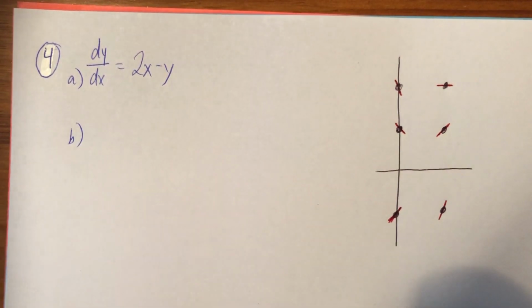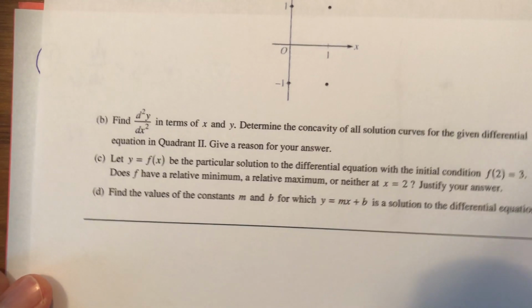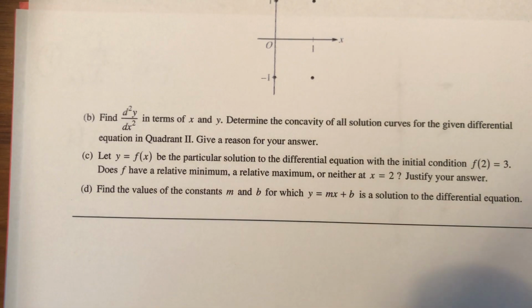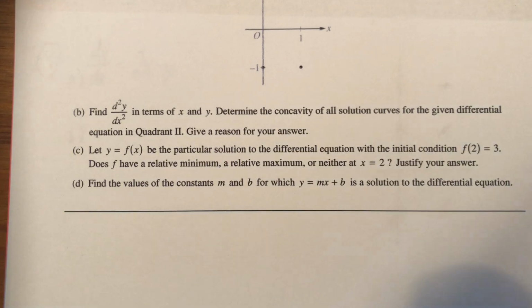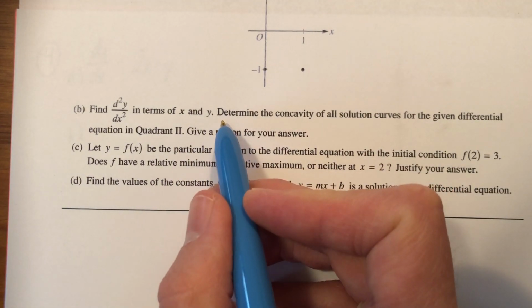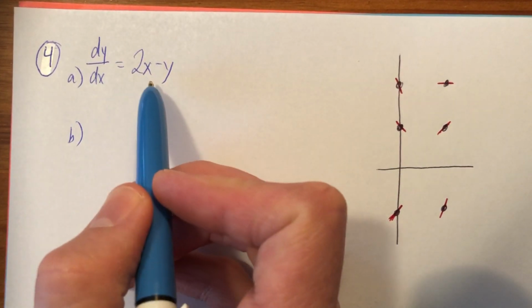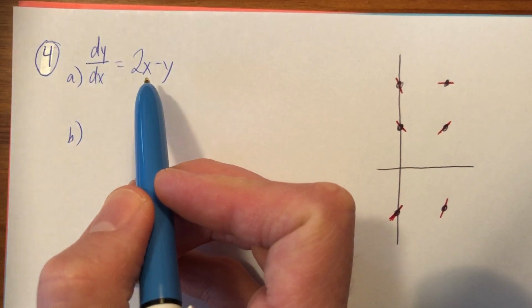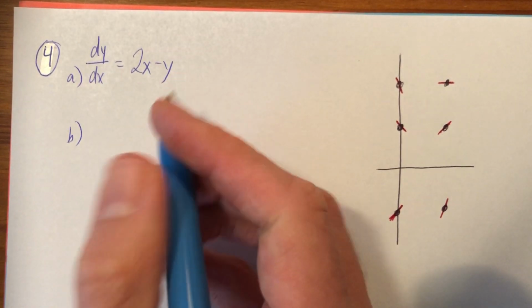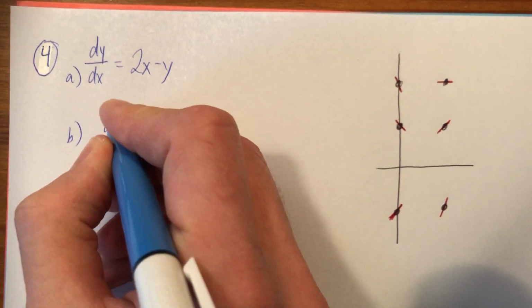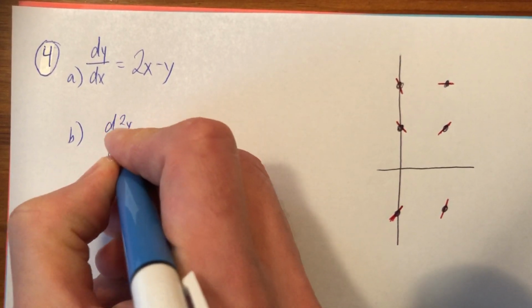So let's move on to part B. Part B said find d squared y over dx squared. That's the notation for the second derivative using the dx stuff, in terms of x and y. We'll just stop right there. Let's find that. Before we read any further, let's just go ahead and do that. So we have this, and we're going to take the derivative of it again. With implicit differentiation, the derivative of the derivative is the second derivative, and that's what they asked us to find.